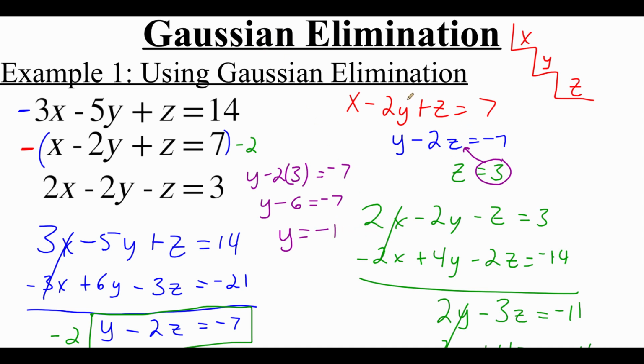Then we're going to go up to our top equation, because now we know our y and our z value, and we're going to plug both of those in. So we get x minus 2 times negative 1 plus 3 equals 7. Now negative 2 times negative 1 is positive 2, so we got x plus 2 plus 3 equals 7. 2 plus 3 is 5, and if I subtract that 5 over to the other side, I get an x value of 2. And now we have all three of our values, and we're going to write this out as an ordered triple.